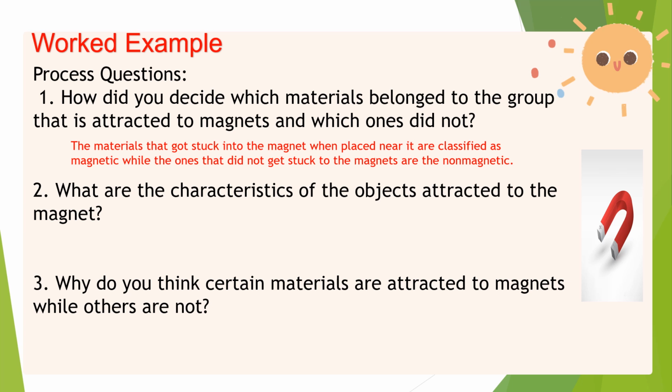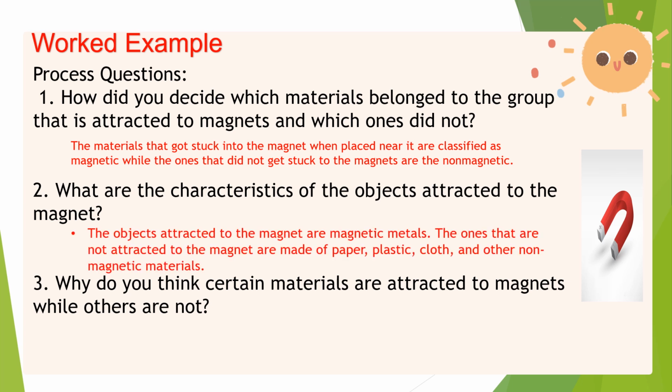Now, what are the characteristics of the objects attracted to the magnet? Very good. The objects attracted to the magnet are magnetic metals. The ones that are not attracted to the magnet are made of paper, plastic, cloth, and other non-magnetic materials.